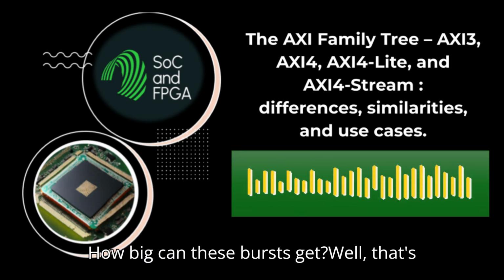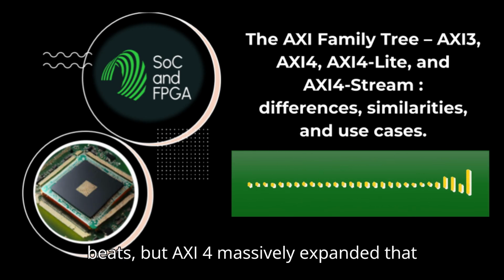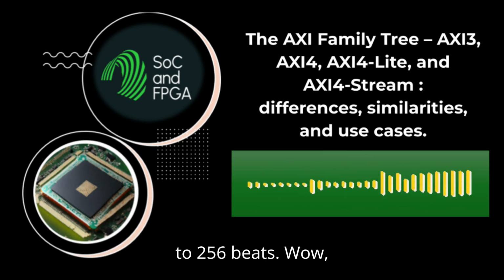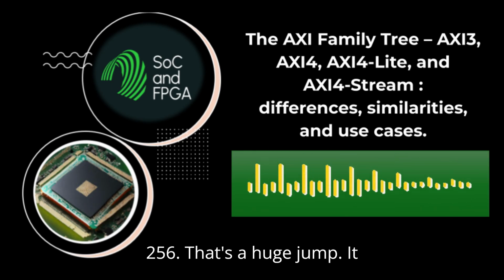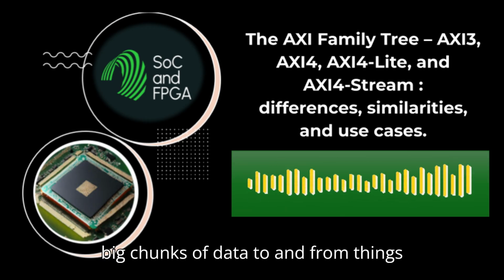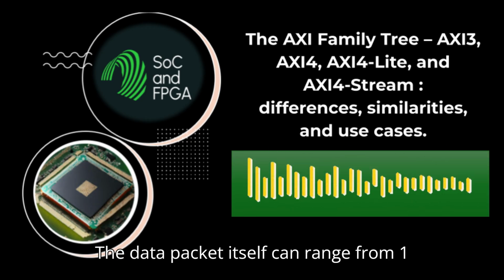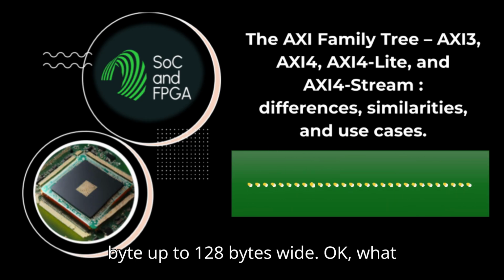How big can these bursts get? Well, that's evolved. AXI3 could burst up to 16 beats, but AXI4 massively expanded that to 256 beats. Wow, 256, that's a huge jump. It is, especially important for transferring big chunks of data to and from things like DDR memory. And each individual beat, the data packet itself, can range from 1 byte up to 128 bytes wide.